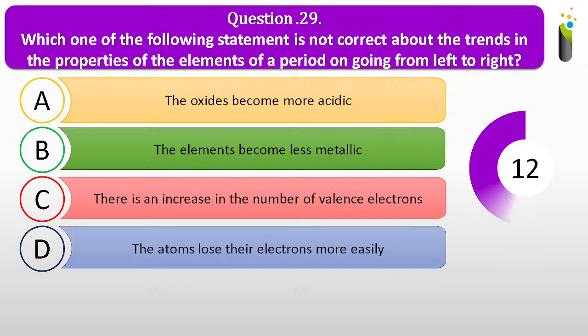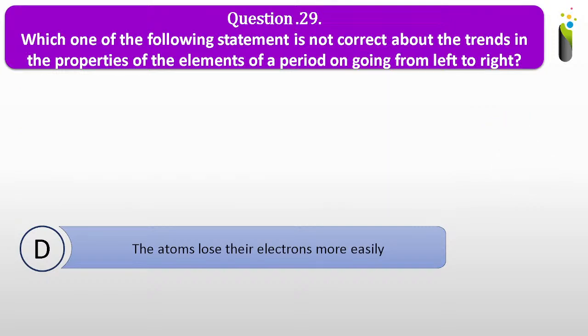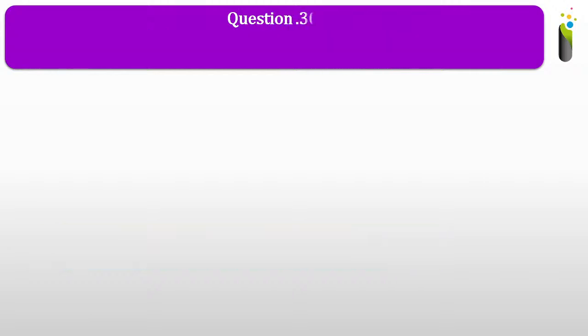So which one of the following statements is not correct? Out of 4, 3 are correct statements, 1 is a wrong statement. You have to identify the wrong statement with respect to the trends in the properties of the elements from left to right. And the wrong statement is D. The atoms lose their electrons more easily. That's a wrong statement.